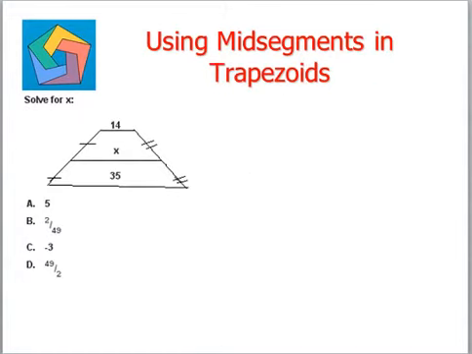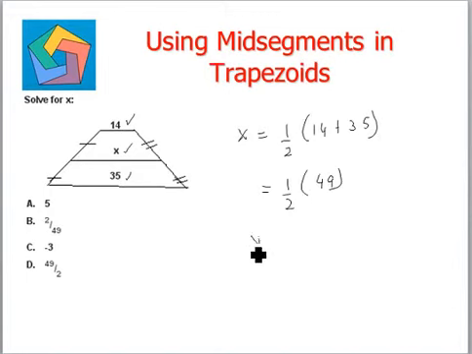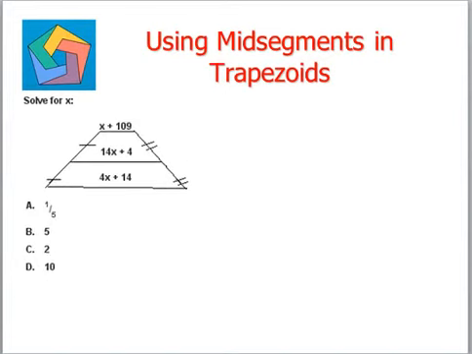It says solve for x, and we are given a trapezoid with mid-segment length as x while the lengths of the bases are 14 and 35. As per the formula, x equals one half of 14 plus 35, that is, the length of the mid-segment is equal to half of the sum of the two bases. Half of 14 plus 35 is 49. Therefore the length of the mid-segment is 49 divided by 2. This is the final answer and can be seen in option D. Let's try the next question.